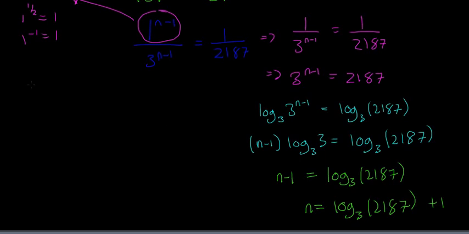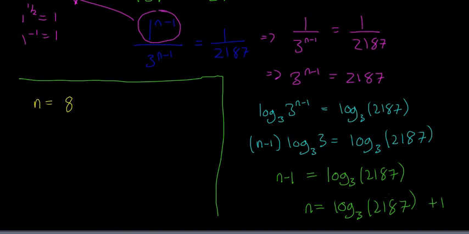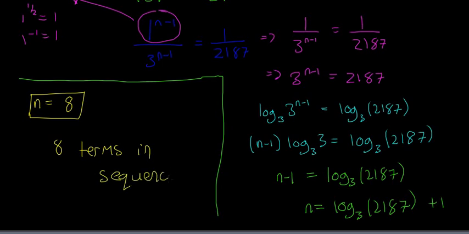So I'm actually just going to skip over into this box here. Sorry for hopping around a bit. And our final answer then is going to be that n is equal to 8. So if you want, that's just in the calculator, unless you can do that in your head. So n is equal to 8. And what does that mean? It means there are 8 terms in the sequence. And there's our question done.